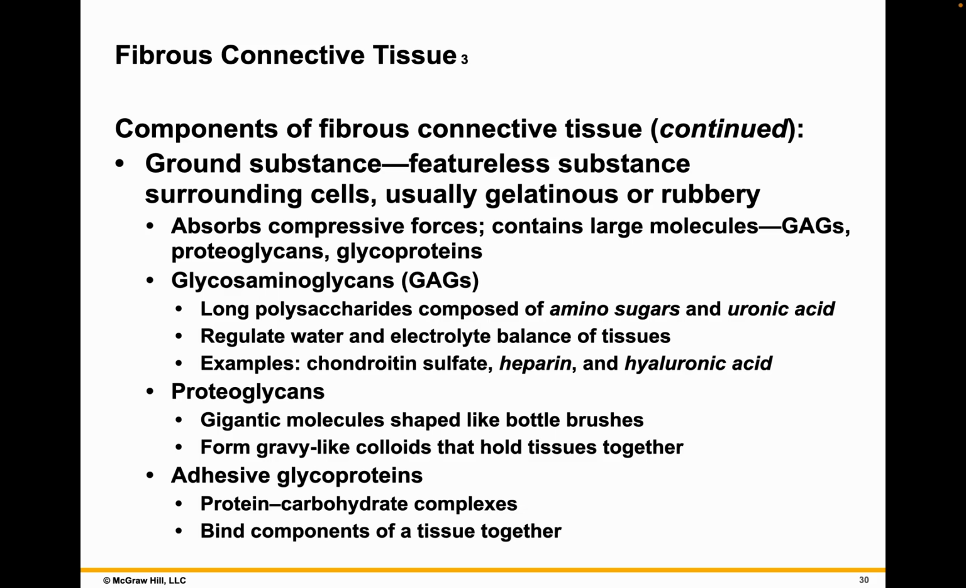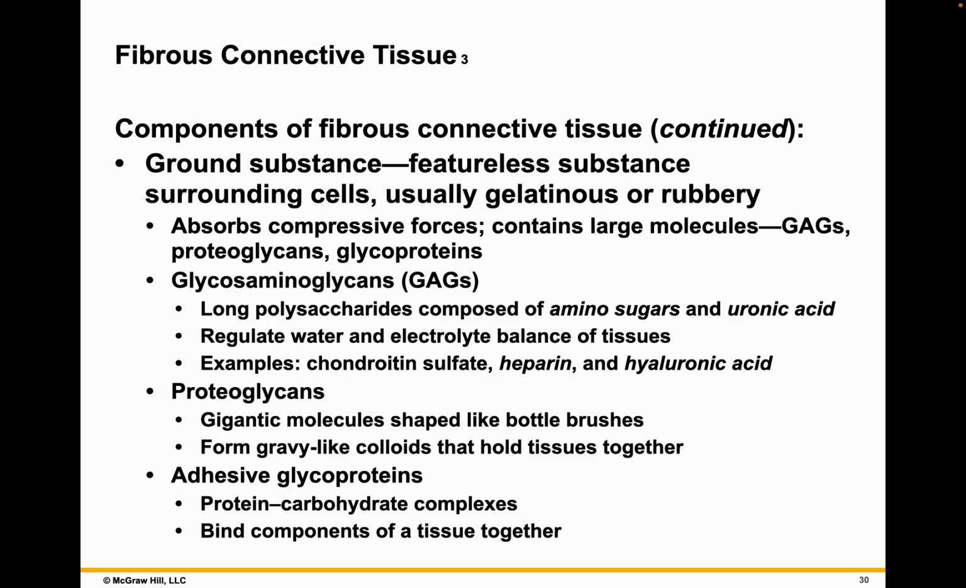Other components of the connective tissue include ground substance, which is a featureless substance surrounding the cells, usually kind of a gelatinous or rubbery type structure. It absorbs compressive forces, has large molecules, GAGs, proteoglycans, and glycoproteins. Those GAGs are glycosaminoglycans. They're long polysaccharides composed of amino sugars and uronic acid. They help to regulate water and electrolyte balance of tissues. Examples of these would include chondroitin sulfate, heparin, and hyaluronic acid.